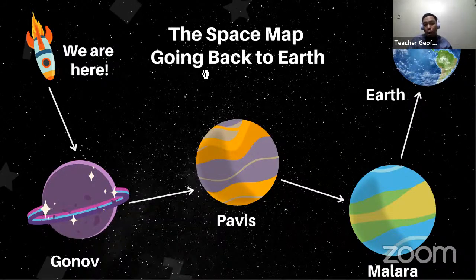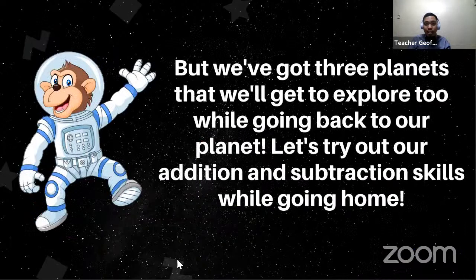We have the planet Gonov, planet Pavis, and planet Malara. Then we're back to our own planet. Now, I want all of my space adventurers to be participative as much as possible because in a while, we will just be back in our home. Our planet home, which is Earth. Okay. Monkey tells us that we've got 3 planets that we'll get to explore too while going back to our planet. Let's try out addition and subtraction skills while going home.